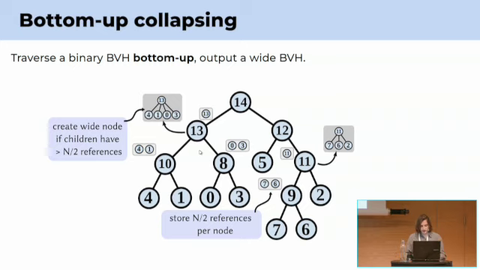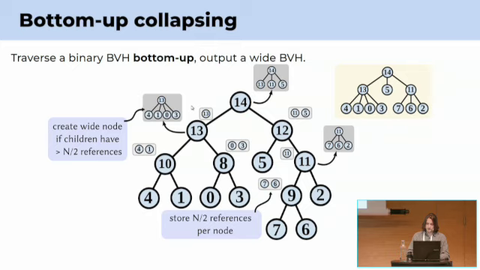For example, for the node 13, we have 4 references coming from the children, and so we create a new wide node with these references, and we set the set of references for this node as a reference to itself. And so we continue with this bottom-up traversal. We apply our criterion at every step until we reach the root, and this gives us a wide BVH.